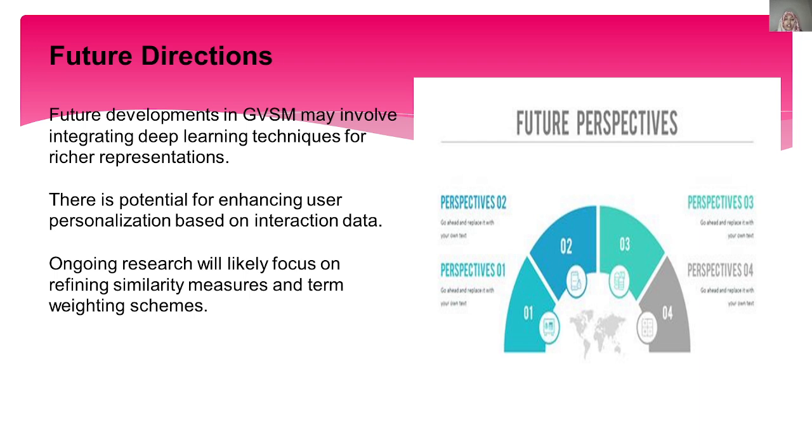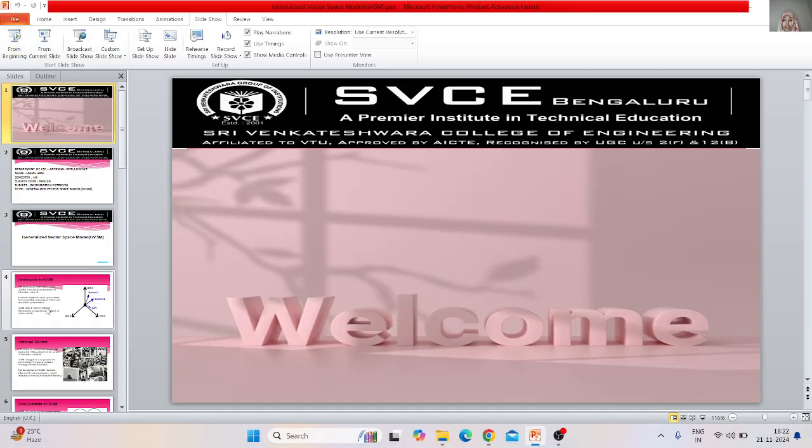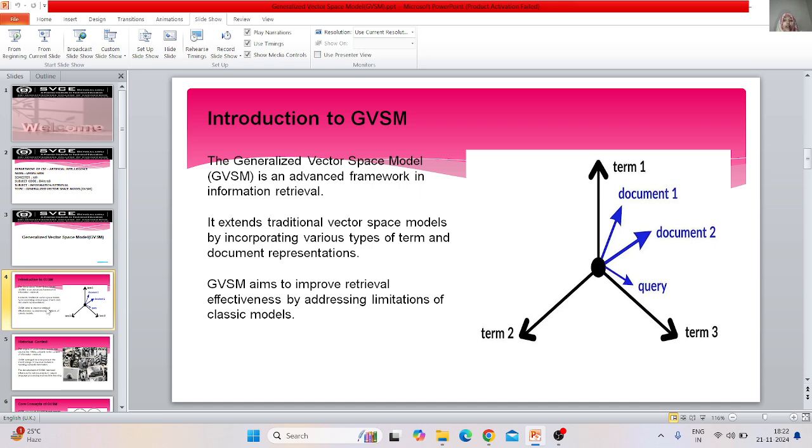So by concluding, let me tell you, generalized vector space model is something wherein you can easily know about the things where you can make use of it, because it is an advanced framework in information retrieval. It extends traditional vector space models by incorporating various terms and representations of the documents. The main aim of this retrieval system is addressing limitations of classic models in the form of documents and queries. This is what it is actually.